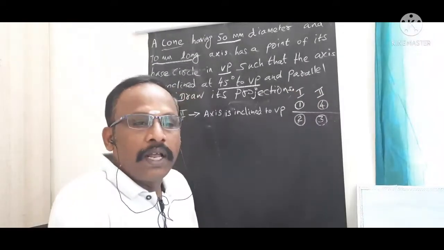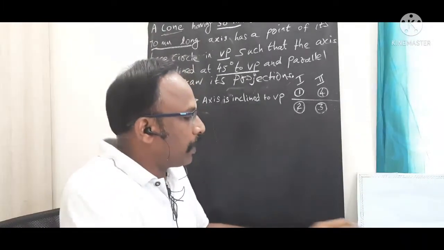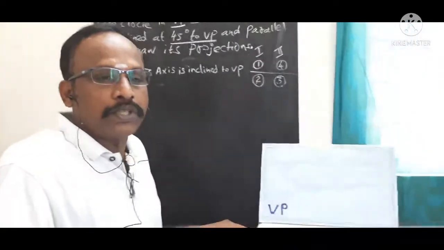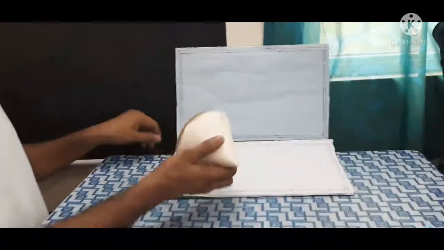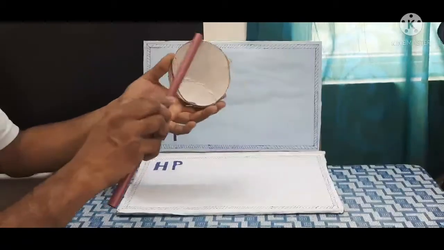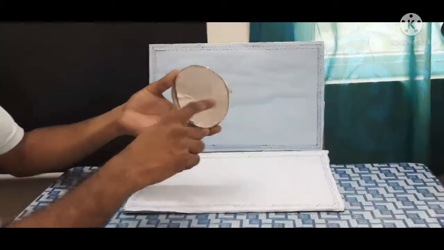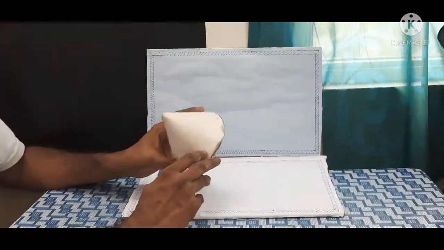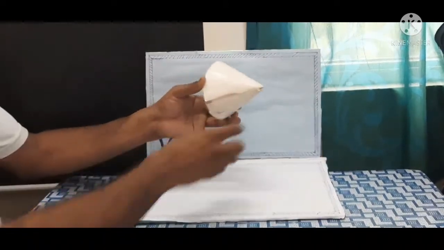Now I will demonstrate how we are going to solve this particular problem by using the model, and then we can complete these projections. I have this model here. This is the cone, this is the bottom base, and this is the apex point. Its diameter is 50 mm and the axis height is 70 mm. This is the type 2 problem.